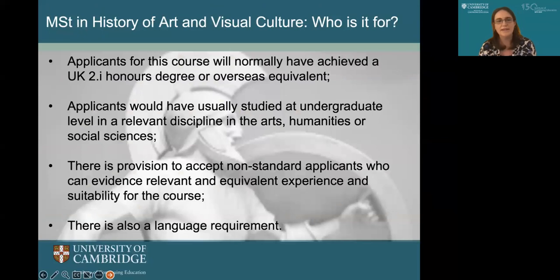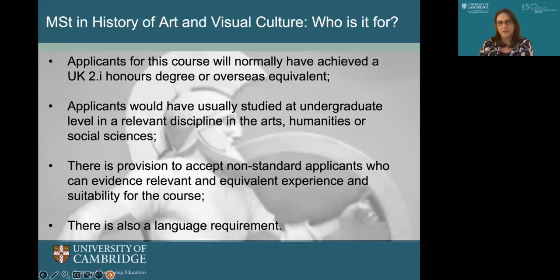The requirements for this course, and I'm sure that we'll have lots of questions on this and we can talk about this in a minute. Normally applicants will have achieved a UK 2-1 and an honours degree, or the overseas equivalent, of course, and this would usually be in a subject in the arts and humanities, normally a subject where you are learning essay skills, or you have written essays or a long dissertation even.